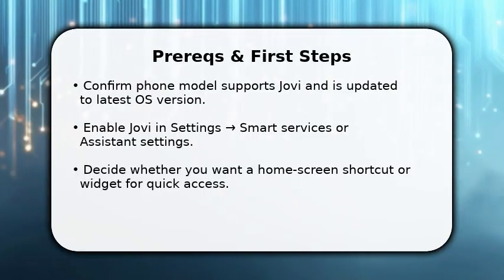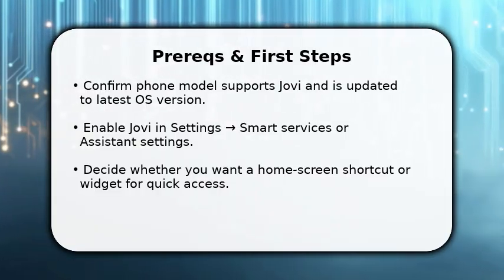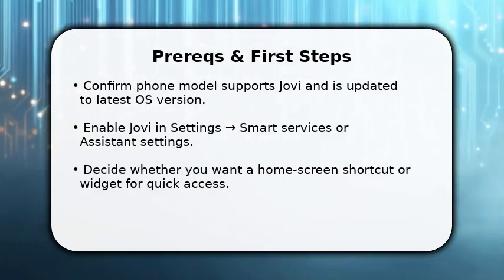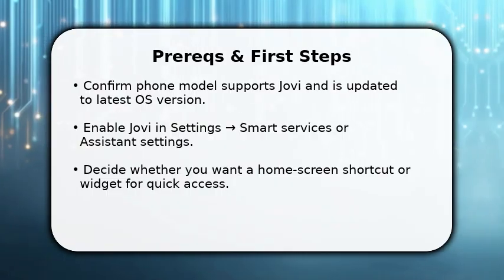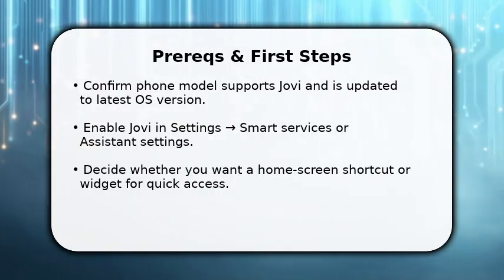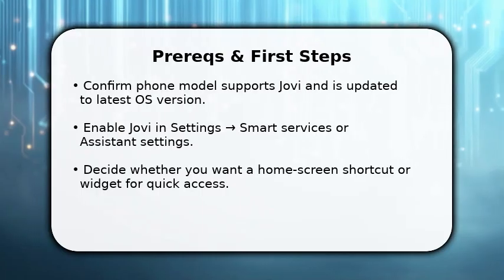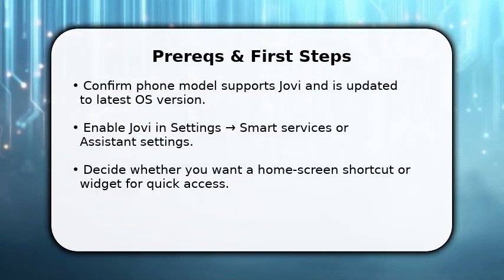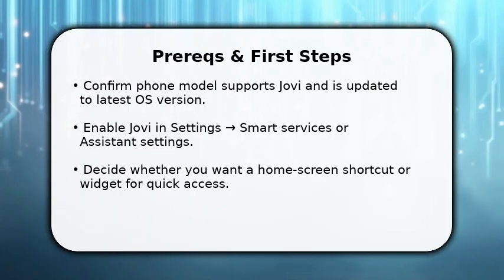You'll start by confirming Jovi is available and updated on your device, because an outdated assistant won't behave predictably. Once done, open Settings and enable Jovi under Smart Services or Assistant. This gives system permission for shortcuts.